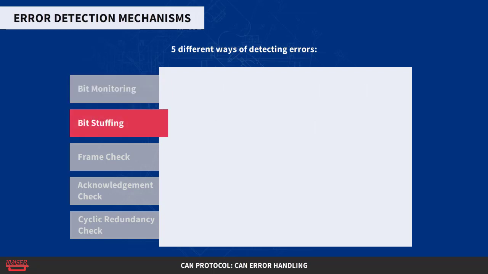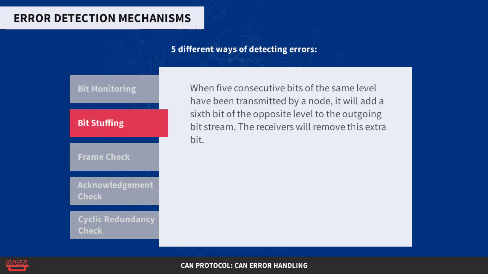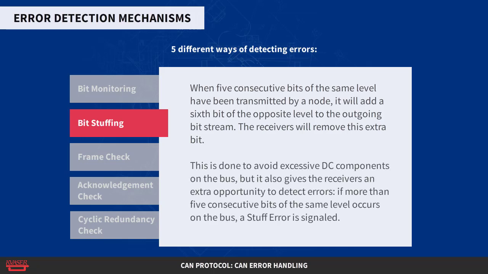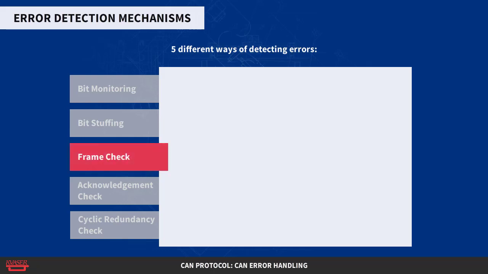Number 2, bit stuffing. When 5 consecutive bits of the same level have been transmitted by a node, it will add a 6th bit of the opposite level to the outgoing bit stream. The receivers will remove this extra bit. This is done to avoid excessive DC components on the bus, but it also gives the receivers an extra opportunity to detect errors. If more than 5 consecutive bits of the same level occur on the bus, a stuff error is signaled.